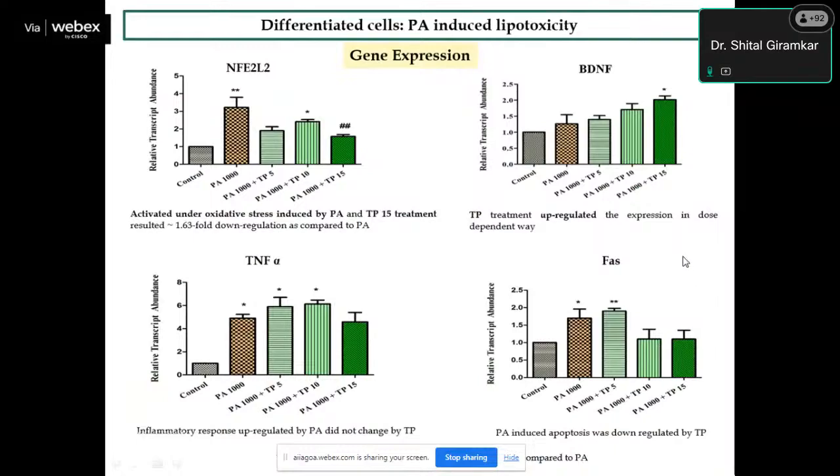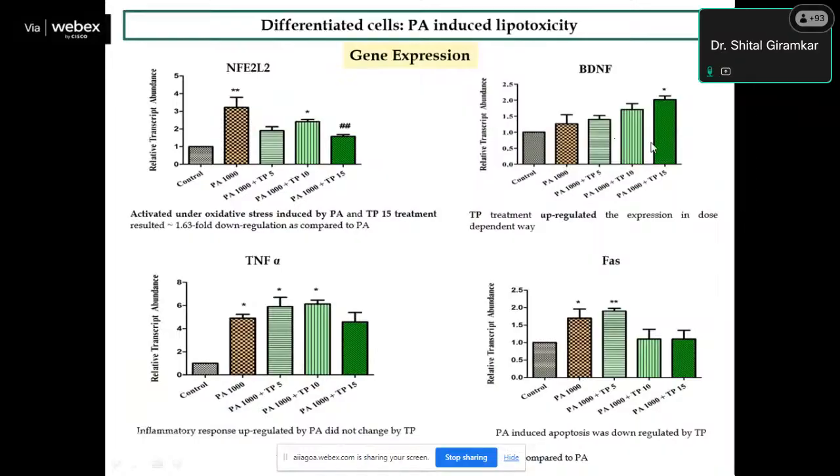Just to note that the experiments were carried out, for example, like in control, cells were not treated with anything, like they are the normal neuronal cells. In case of palmitic acid, cells were treated with only palmitic acid, and in case of treatment group, the palmitic acid along with AAA was given to the cells.